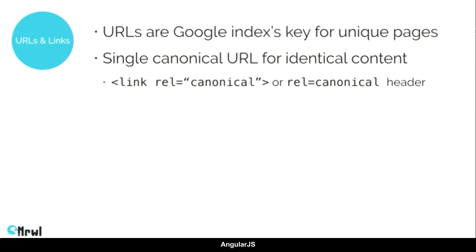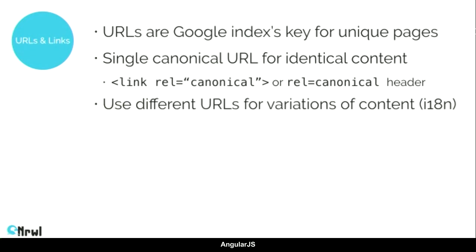You can do this a couple ways. You can use the link tag with the rel canonical and give it an href of the link that the document should be, or you can use the rel equals canonical HTTP header. Another thing you need to keep in mind is that different variations of content, like internationalization, you should be using different URLs for those, so that it can index the different versions of your page independently.